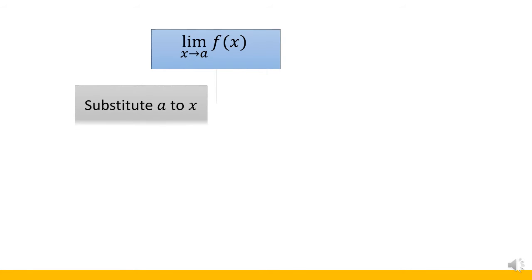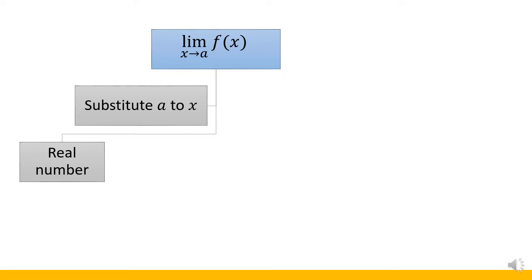For this one, we're going to assume our function is f of x and our x is approaching number a. So our standard procedure will be to substitute a for our x. If what we get after substituting a into our function is a real number, that means we're good. That will be our value for our limit. So that means we're happy about it.